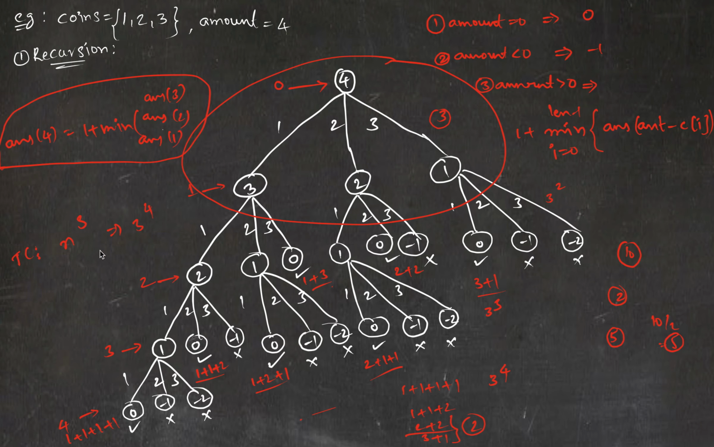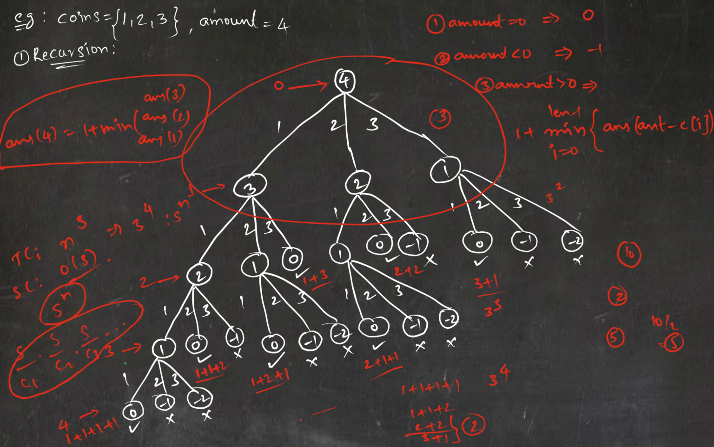So instead of n power s, it's going to be mostly s power n, because s by c1 into s by c2 into s by c3. So the time complexity is going to be something like this, which is nothing but s power n. So TC is s power n, and space complexity is the depth of this recursion tree. So let's assume it as O of s.